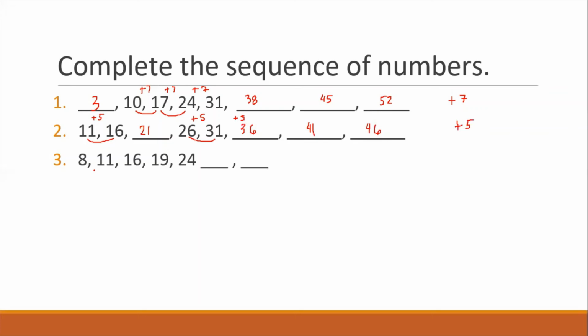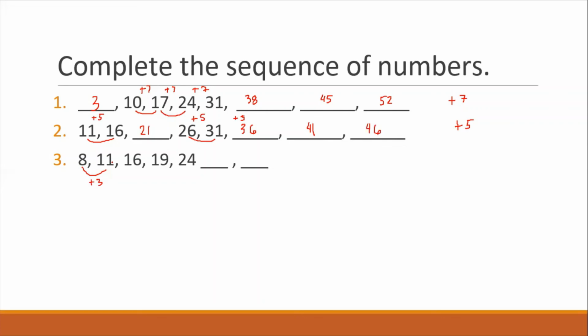Let's proceed to our last example. We have here number 3: 8, 11, 16, 19, 24, blank, and blank. Now let us investigate what happened to 8 to become 11. 8 plus 3, it makes it 11.